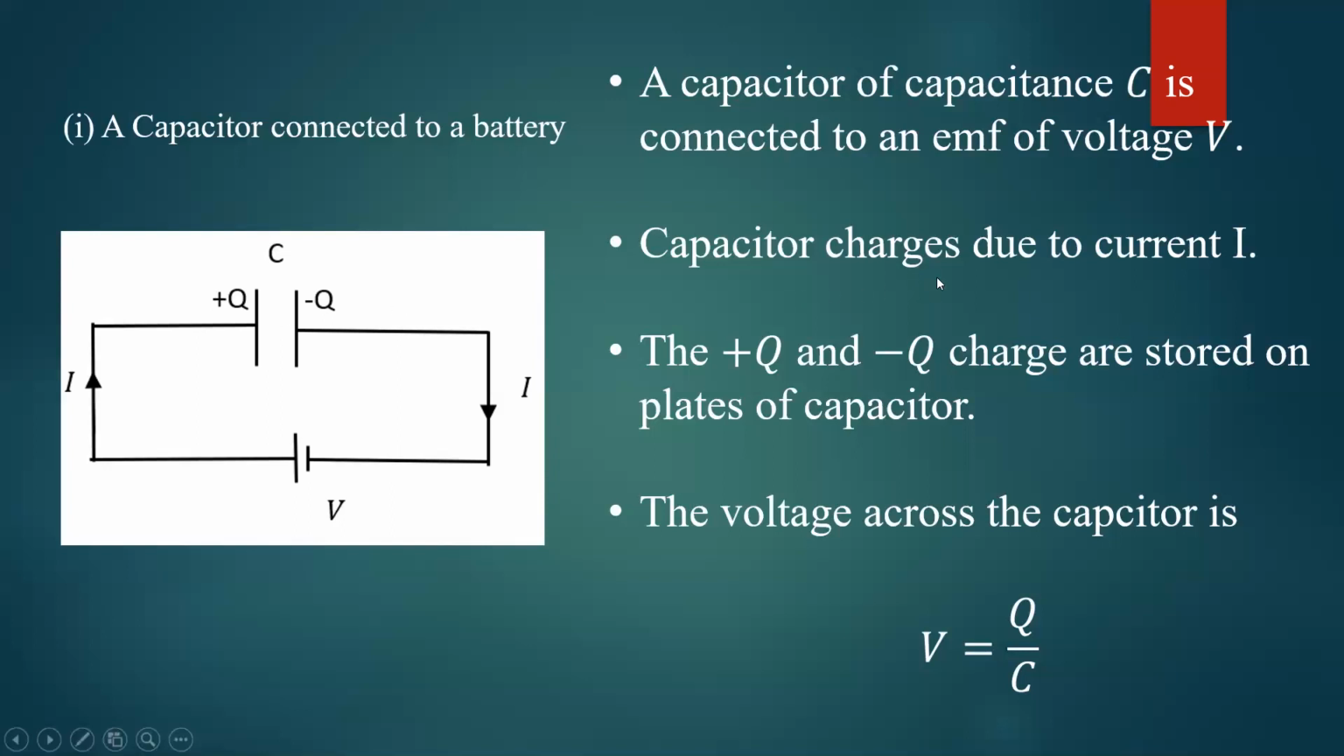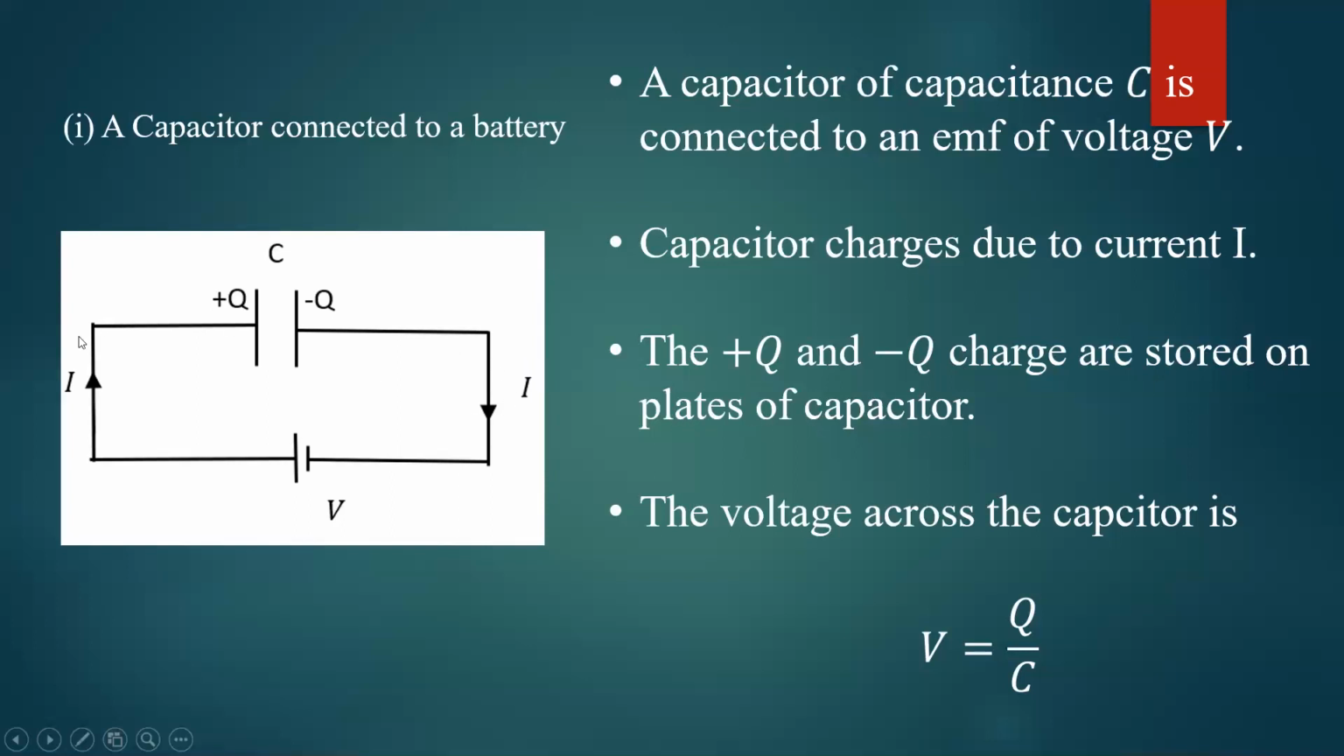Then the capacitor charges due to current I. Then current I will flow through the capacitor. Because of that, the capacitor starts to charge. What does it mean to be charged? Charges accumulate on the plates of the capacitor. Positive charges will accumulate on one plate. Negative charges will accumulate on the other plate. Opposite charges are stored there. The plus Q and minus Q charges are stored on the plates of the capacitor.